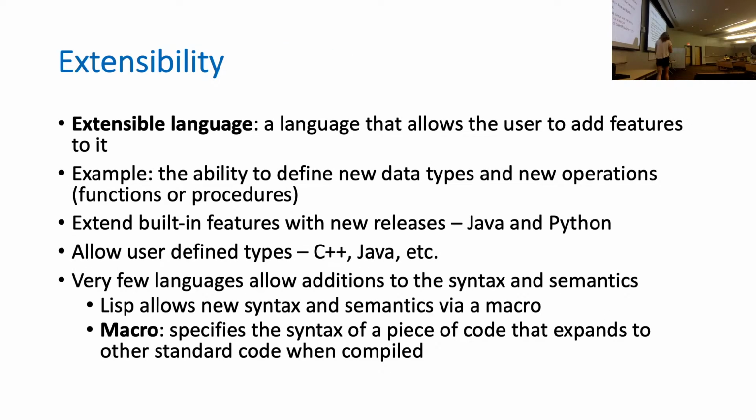So, yeah. Our last one here is extensibility, right? An extensible language is a language that allows the user to add features on top of it. So for example, the ability to define new data types and new operations. This, at this point, is pretty fundamental to all programming languages. They all need to be extensible because that type of extensibility is the underpinning of modern software development. Don't reinvent the wheel.